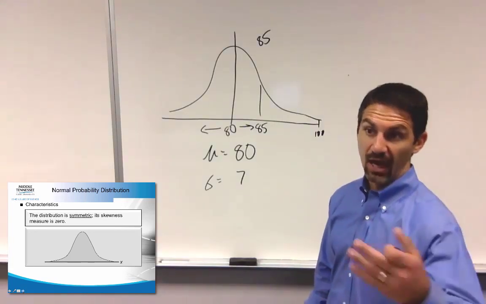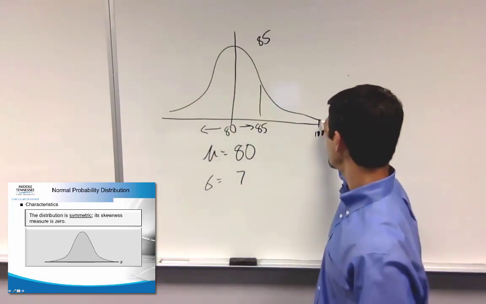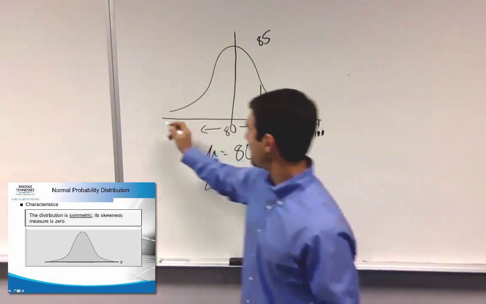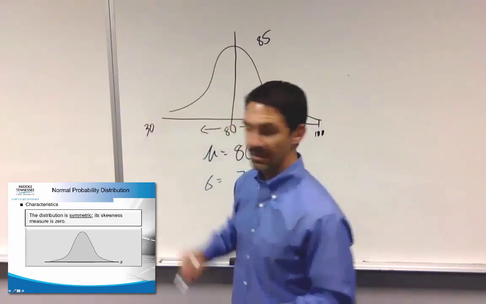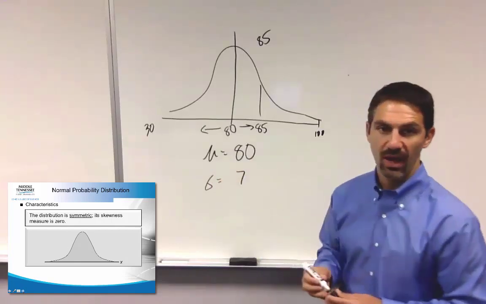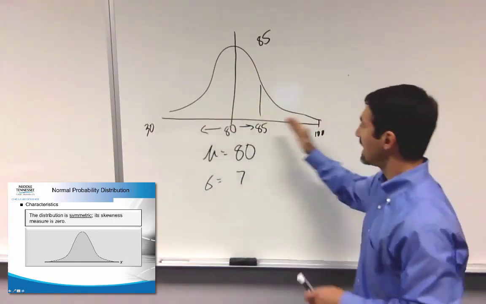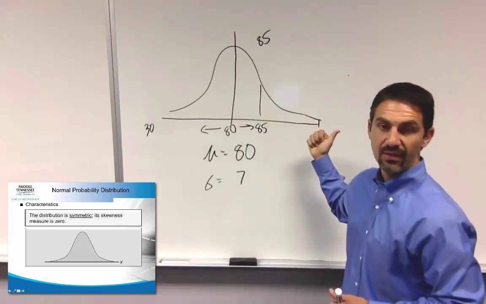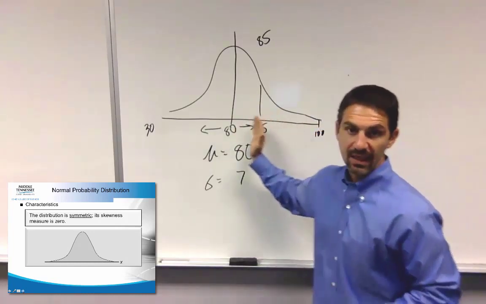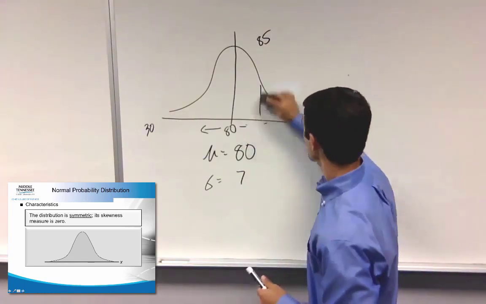So what's the probability of getting 100 or better? Almost nothing, and that's why you see this being so low. What's the probability of getting, how about a 30 on the test? Not very likely, again, pretty far away. So you can see that if it's greater than the mean, it's to the right. If it's less than the mean, it's to the left. Okay?